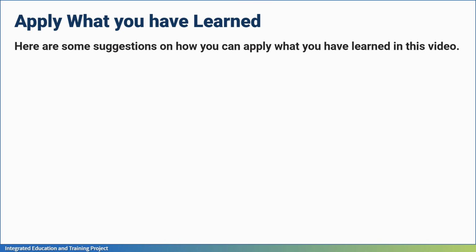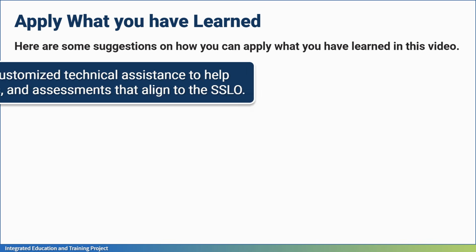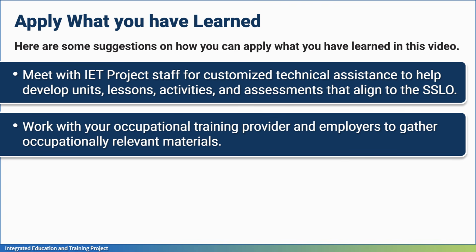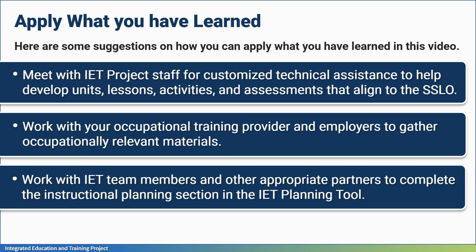Here are some suggestions on how you can apply what you have learned in this video. The IET project staff is available to provide customized technical assistance to help you develop units, lessons, activities, and assessments that align to the SSLO. You can also work with your occupational training provider and employers to gather occupationally relevant materials that can be used to inform your learning objectives and be used by teachers in your IET program. You can also work with your IET team members and other appropriate partners to complete the instructional planning section of the IET planning tool.